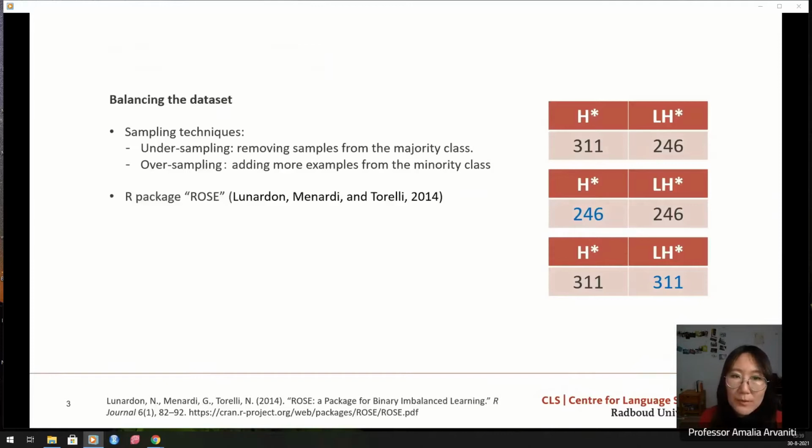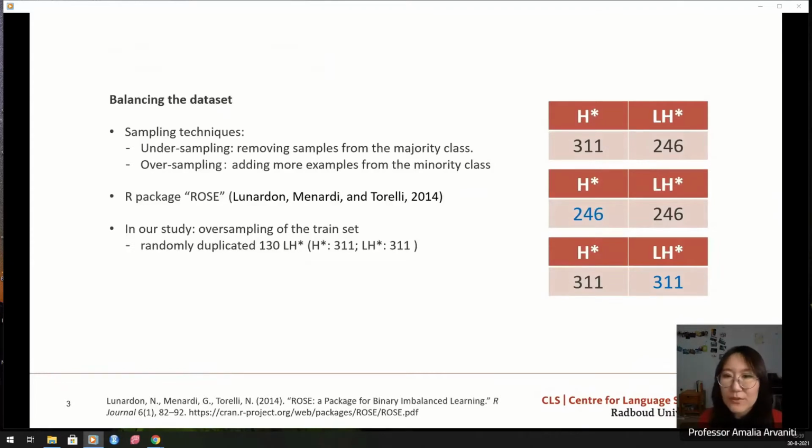We use the R package ROSE. In our study, we used oversampling because it's a predictive task. So we only oversample the train set. And we randomly duplicated 130 low-high stars.